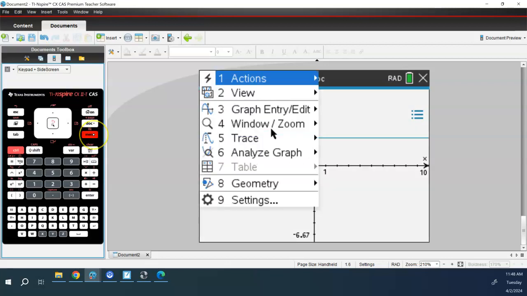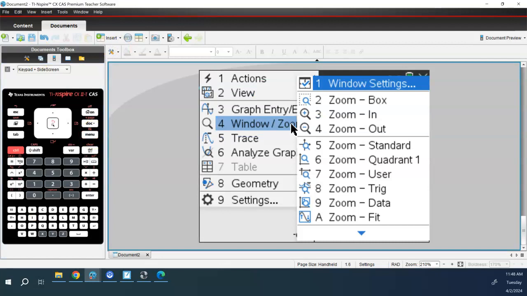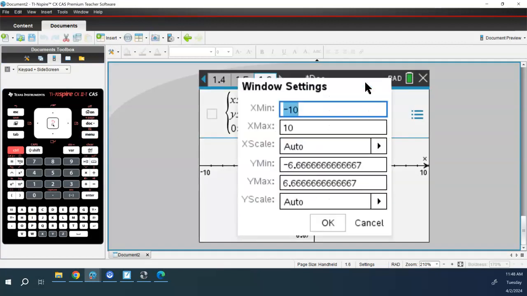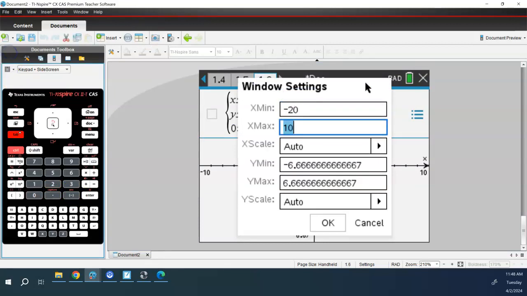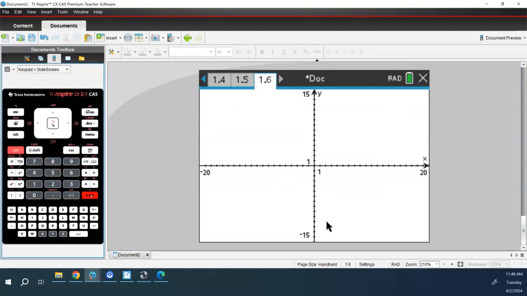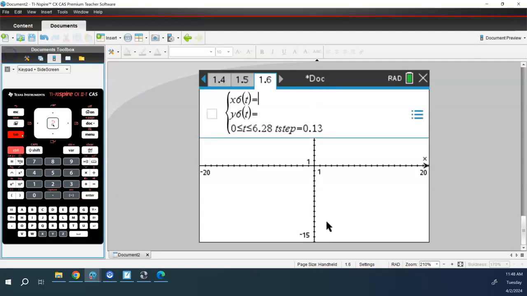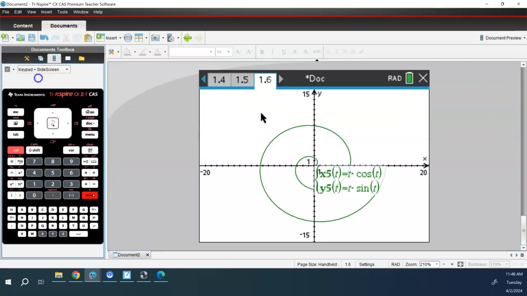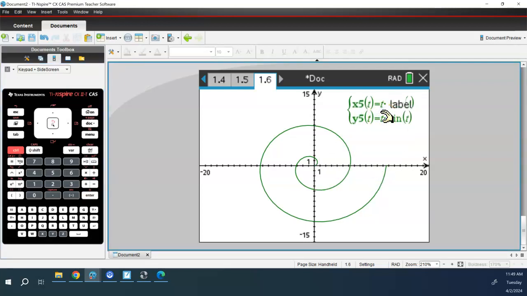And then we want it to go menu, window. We want to be negative 20 to positive 20, negative 15 to positive 15. That happened to you too. Oh yeah, because we didn't put times. You can just put times in there. Yep, I forgot about that. There you go. It doesn't recognize the multiplication.